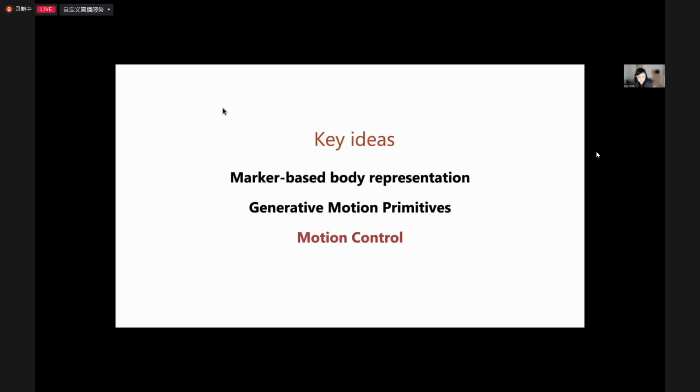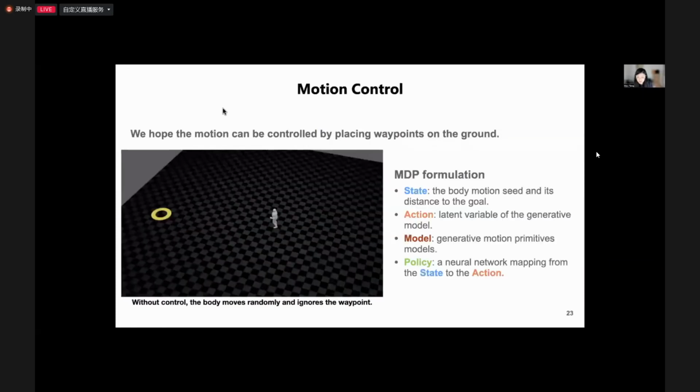For example, by some goals or semantic information like natural language. Here in our work, we show how to control motion generation by waypoints on the ground. The waypoints are visualized as yellow circles on the left. To do that, we formulate the motion generation as a Markov decision process, which includes the states, which are the body motion seed, like the initial position, as well as the distance to the goal, the waypoints. We also have the motion model, which is the generative motion primitive model we have seen in the previous slides. And then we also need to define the action.